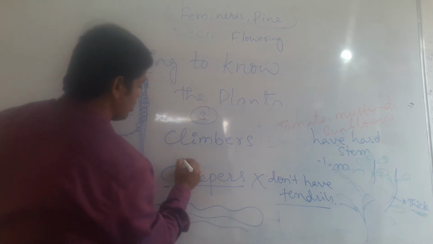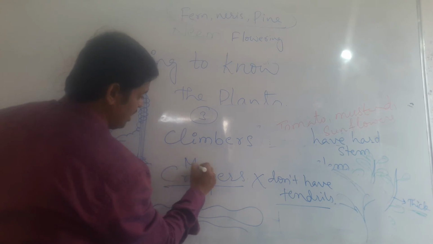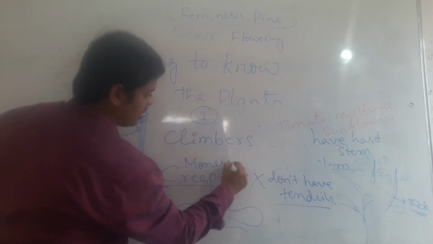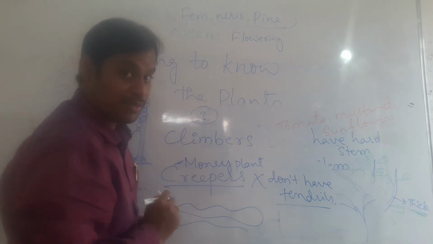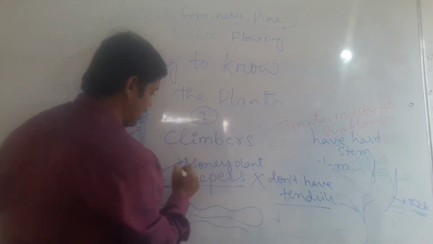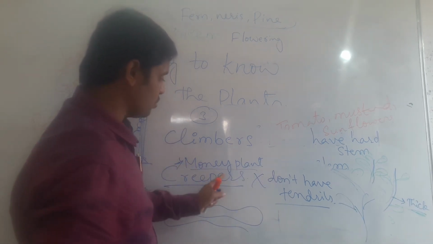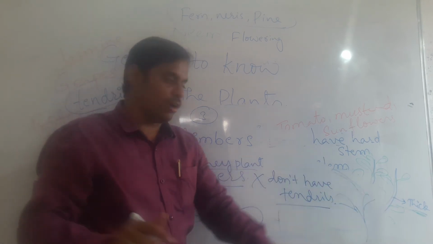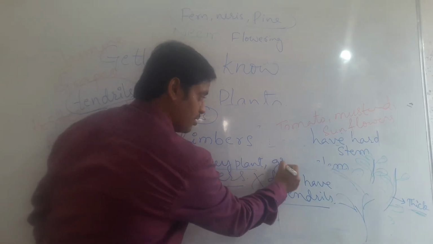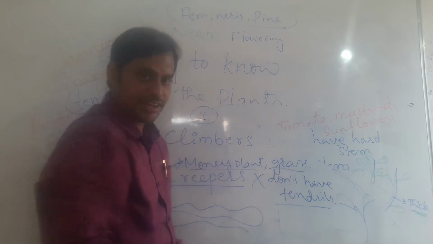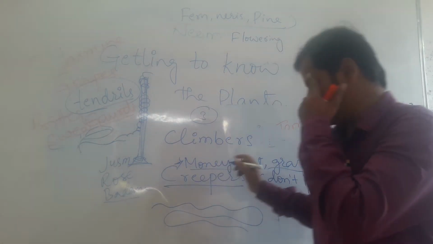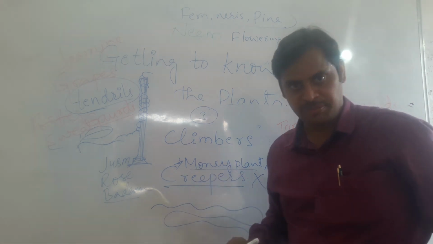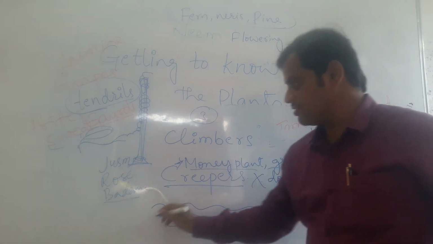Right? Best examples are money plant, the decorative plant that you see. Money plant. Do you have any idea? Very good. So money plant is the plant which is going to grow above the ground. And grass. Very good. Grass is the plant which can spread on the ground. It runs along with its stem. So it is a creeper.